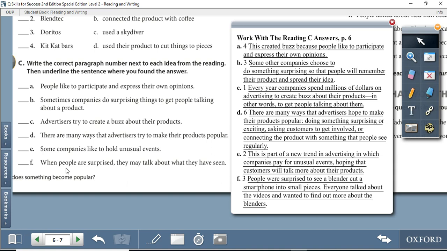When people are surprised, they may talk about what they have seen. Now, the idea F is from paragraph 3, and the sentence to underline: people were surprised to see a blender cut a smartphone into small pieces. Everyone talked about the videos and wanted to find out more about the blenders.